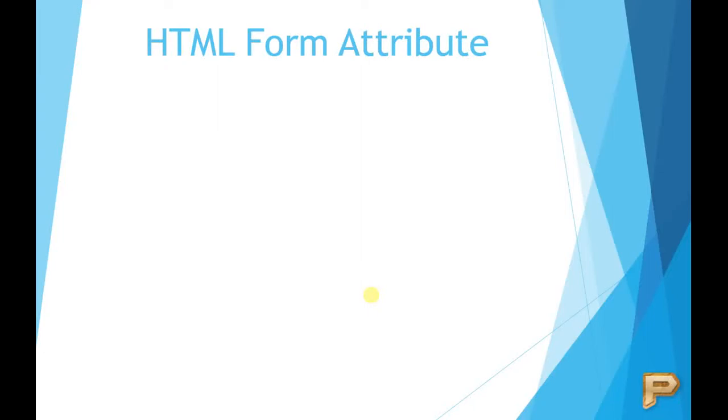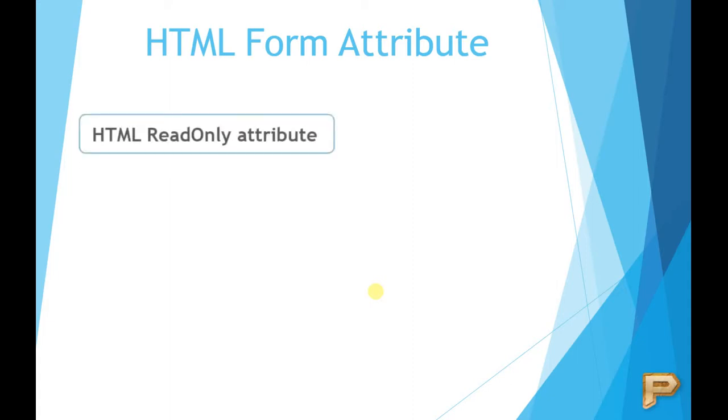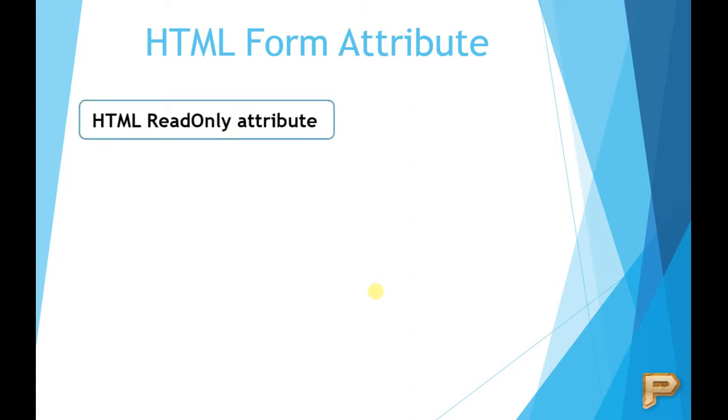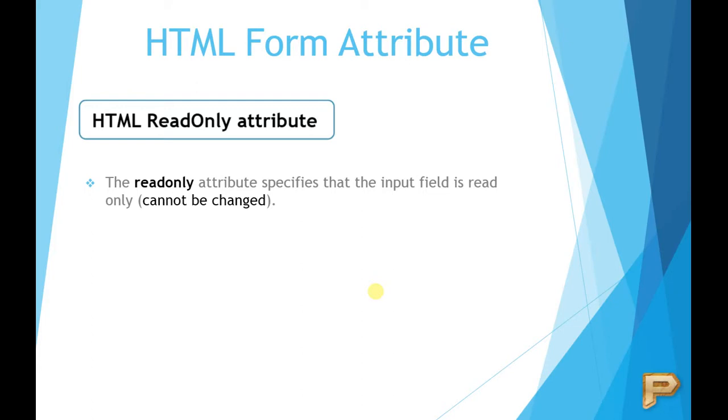In this tutorial of the HTML video series, we will learn about HTML form attributes. So the very first attribute is the HTML readonly attribute, which comes under the form attributes. The readonly attribute specifies that the input field is read only and cannot be changed. It means you can just read the field, you cannot edit or access it.